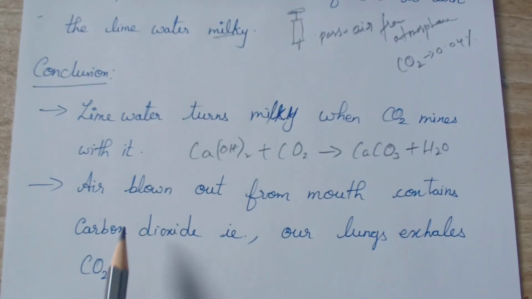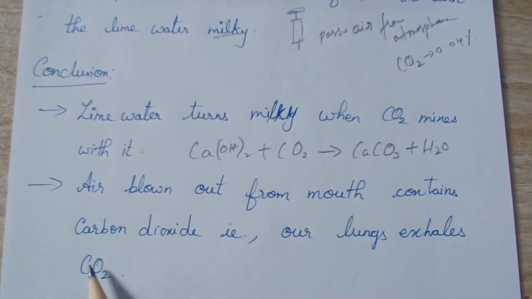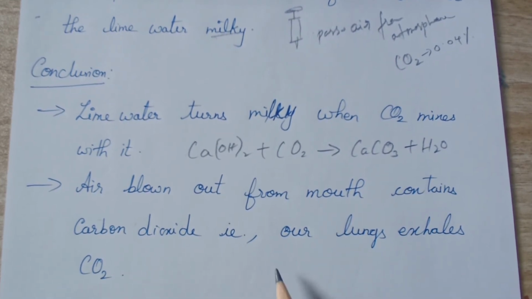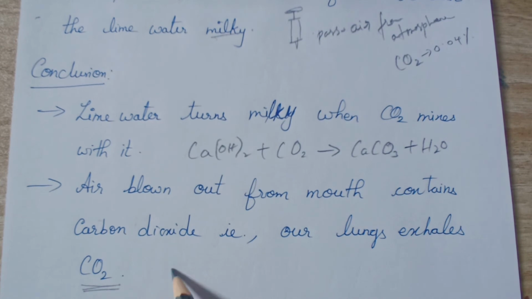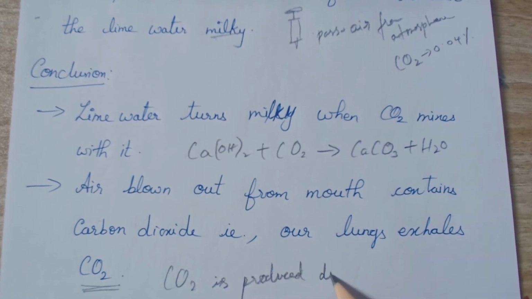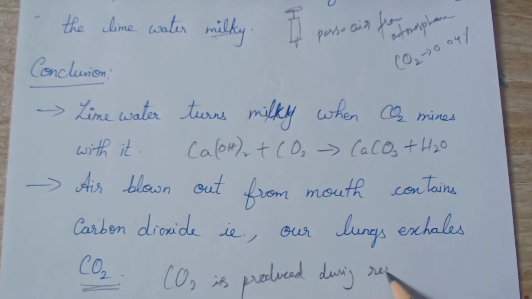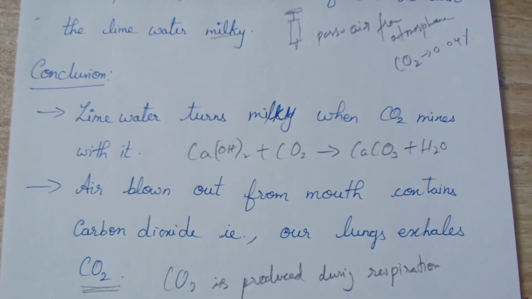Then what is another conclusion? The main conclusion: the air blown out from the mouth contains carbon dioxide. From where are you getting the air? From our lungs. Our lungs exhale carbon dioxide. This shows that carbon dioxide is produced during respiration. Clear on this?